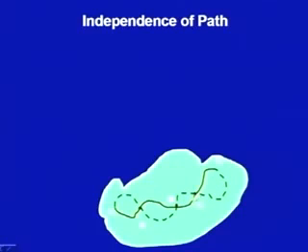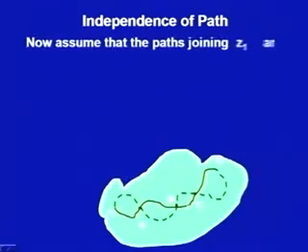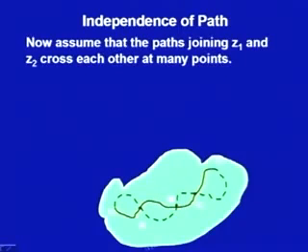These paths are intersecting each other at a number of points. Here, for example, I have taken that they are intersecting at 3 points. We want to say that even if this is happening, still the integral of an analytic function from z1 to z2 will remain independent of path. So, we are taking it that it is intersecting at 3 points A, B and C. So, it crosses each other at many points.